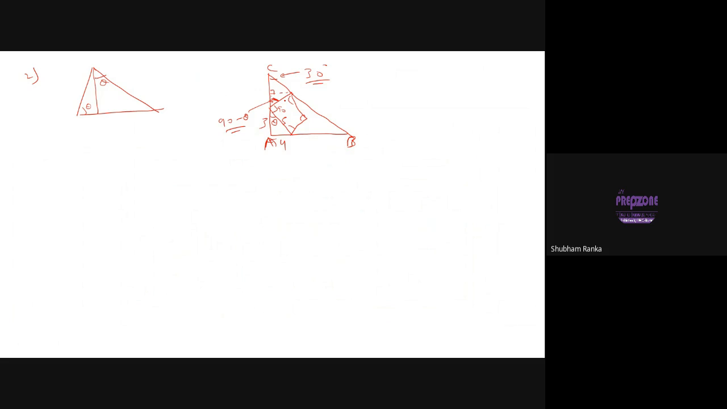In this triangle again, this is theta. This is 90, this is theta, and this will be again 90 minus theta. So this again is 90 minus theta.